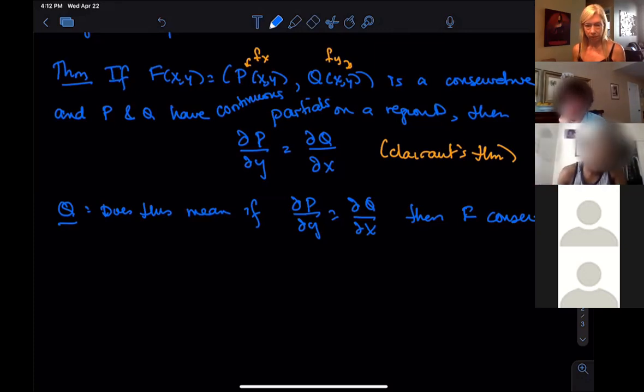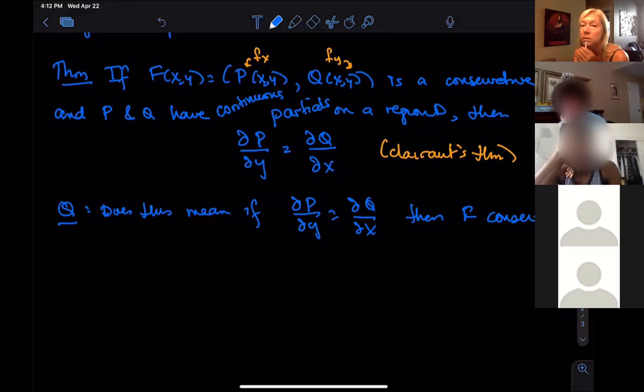Well, isn't it missing exactly what was just asked, that it doesn't specify anything about continuous partials? That's a good point, Joe. I didn't say anything about continuous partials. What if I do have continuous partials? Is that what the theorem is saying? No. Why not? What's still wrong?